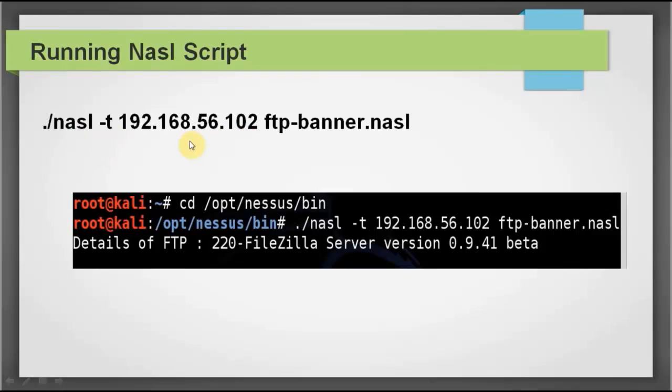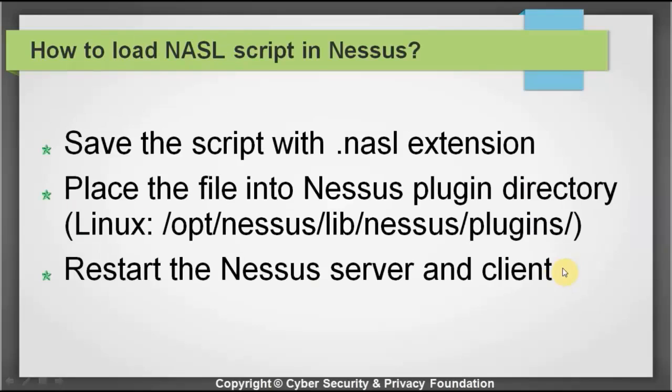So I'm going to run the script. I'm going to give -t IP and the nasal script name, and you can see after it's run, it's giving details of FTP. This detail is getting it from this server, and it's printing this data. So it's saying that it's a FileZilla server and the version and all those details.